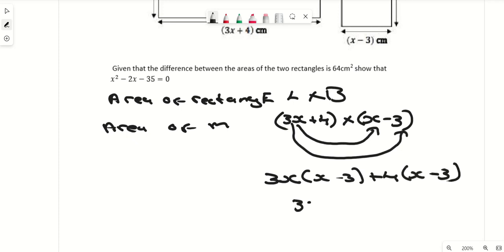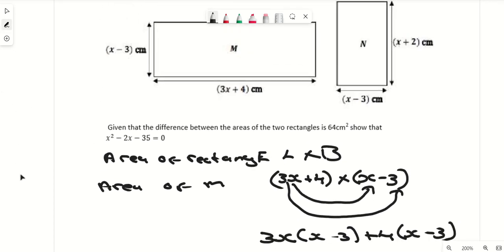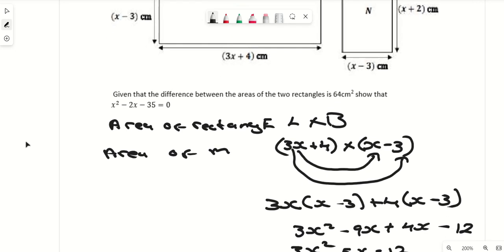3x by x is 3x squared. 3x by minus 3 is minus 9x. Plus 4 by x is 4x. And 4 by minus 3 is minus 12. Right, this is 3x squared minus 9x plus 4x is minus 5x, minus 12. So we know the area of M is that. Right, now let's find the area of N. x plus 2 and x minus 3.